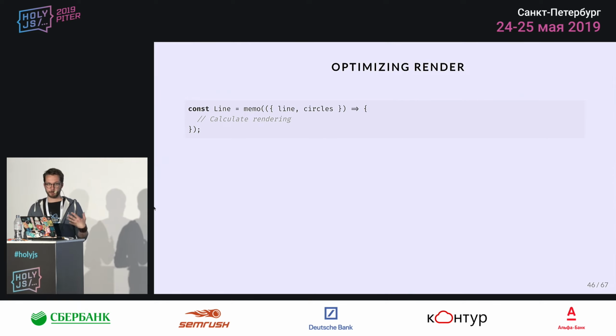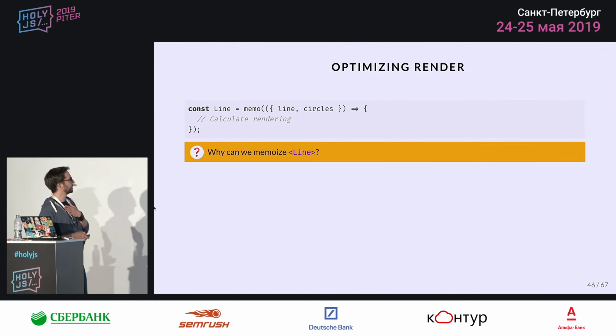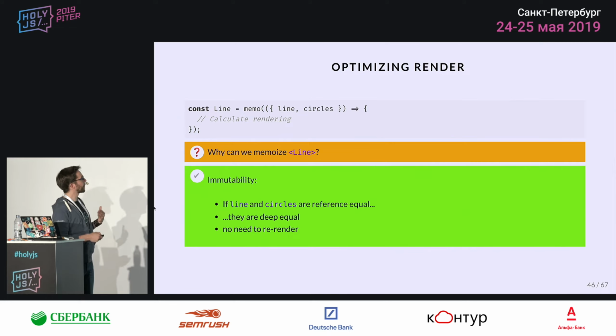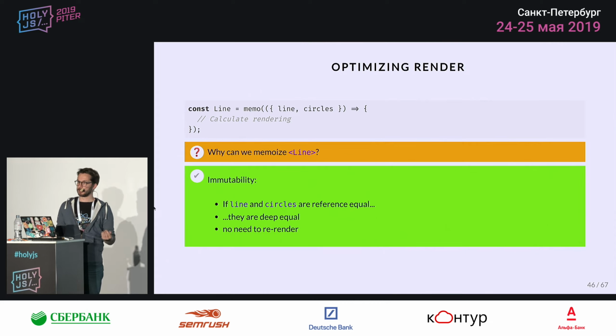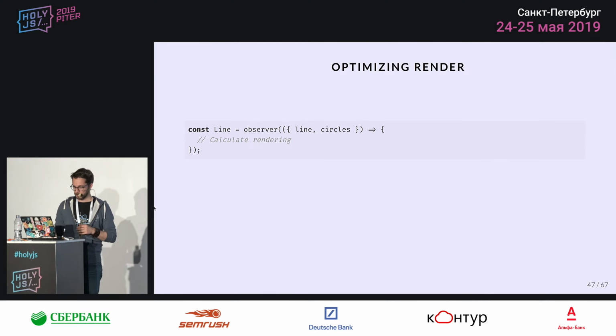So before, we were able to optimize our components by using memoization. So why can we memoize it? Well, basically, the reasoning is this. If the data coming in is immutable, that means if the line and the circle objects are reference equal to what we saw before, then we also know for sure that they're deep equal. So there's no need to re-render.